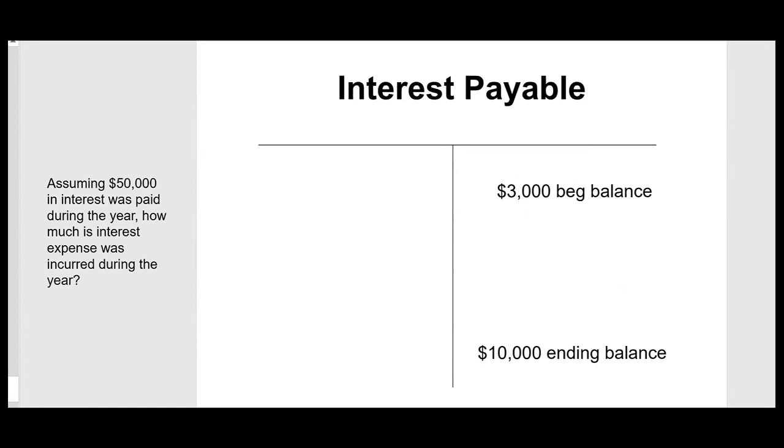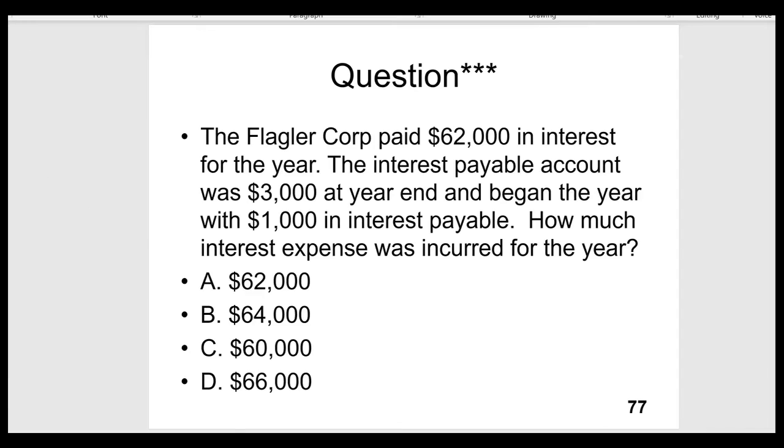So if a current liability like interest payable goes up from the beginning of the year to the end of the year, an increase in interest payable means more interest incurred this year than paid this year. So an increase in payables means more expense incurred than paid. And we can see that interest payable went up by $7,000. That means you're going to have incurred $7,000 more in interest expense compared to what was paid on the cash basis. Cash basis interest, $50,000. Accrual basis interest, $57,000.